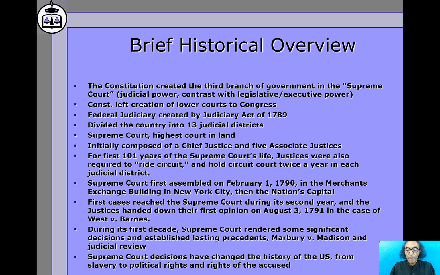The Supreme Court also has rendered some of the most significant decisions in American history, including Marbury versus Madison, which is discussed in the textbook, dealing with the power of judicial review. The Supreme Court has made numerous decisions that have changed the history of the United States in very significant ways, from issues concerning slavery to political rights, First Amendment rights, rights to religious liberties, and also the rights of criminal defendants.